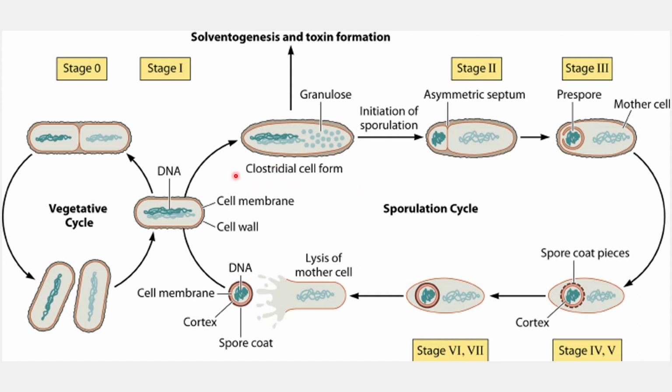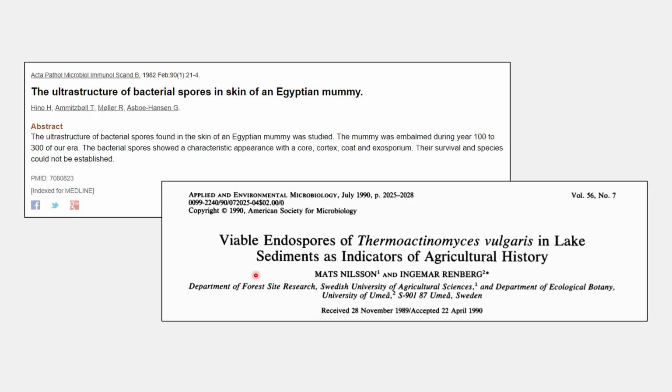Endospores are so robust that they can resist literally thousands of years of poor environmental conditions and still remain viable. Viable endospores have been found and extracted from the skin of Egyptian mummies that are nearly 2,000 years old. And they've also been found in a 9,000-year-old sample of sediment under a lake in Sweden. So that gives you an idea of just how robust endospores are. So that completes our discussion of prokaryotic cells.